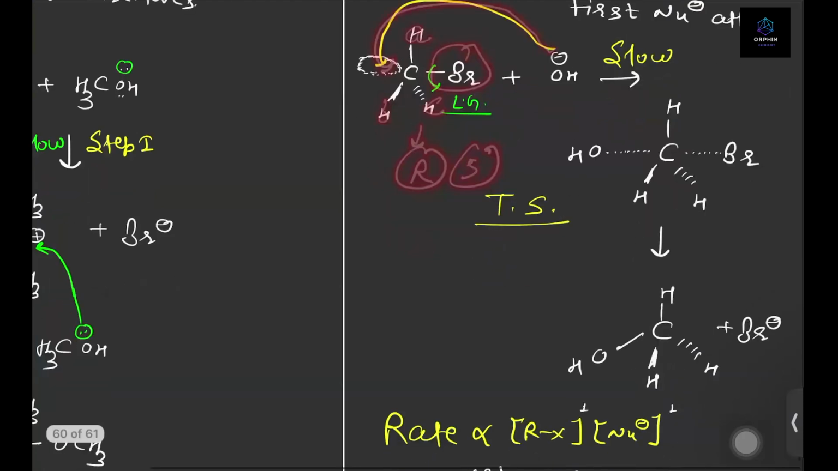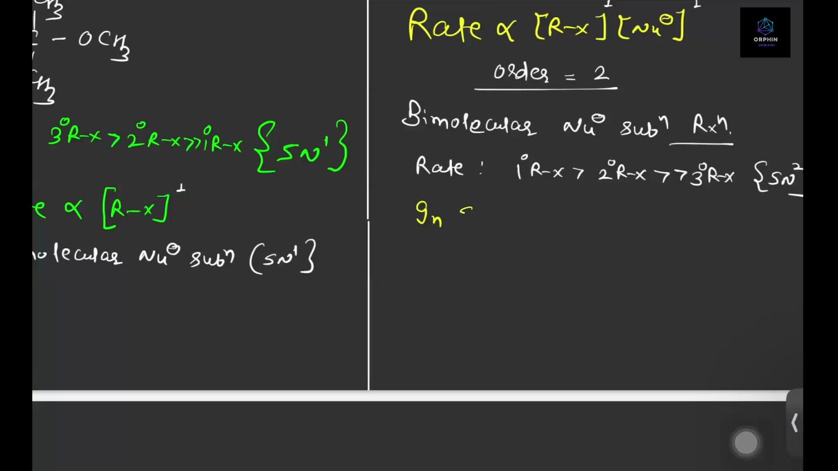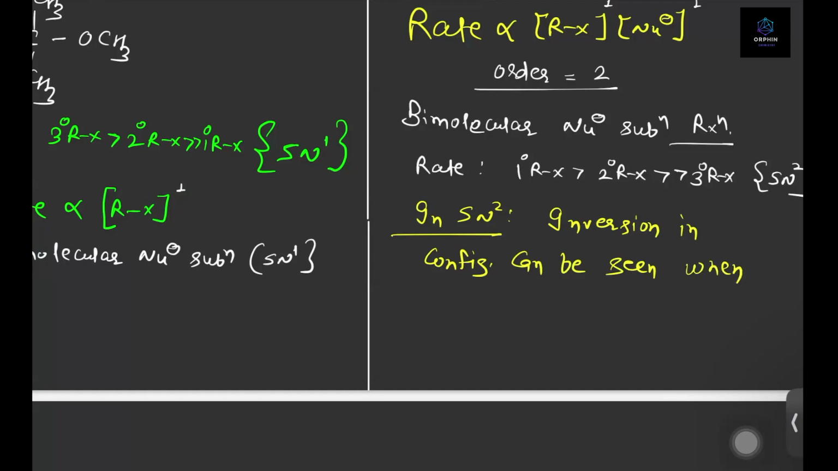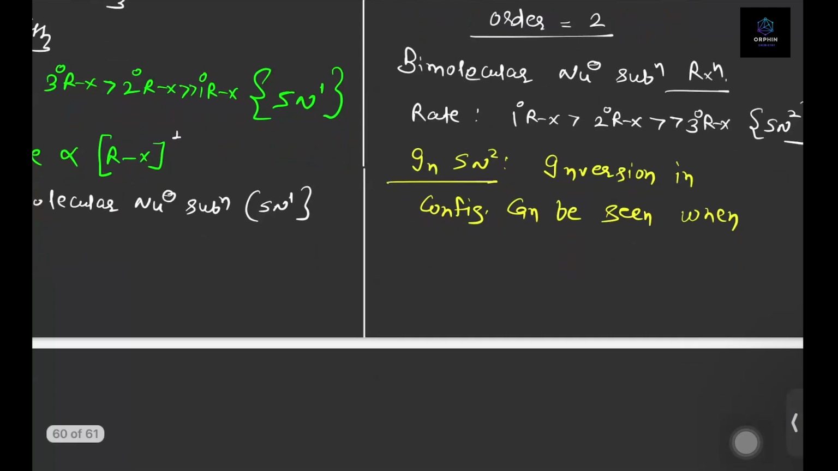So we can say in SN2, inversion in configuration can be seen when a chiral center is present. That is only possible when a chiral center is there, right?